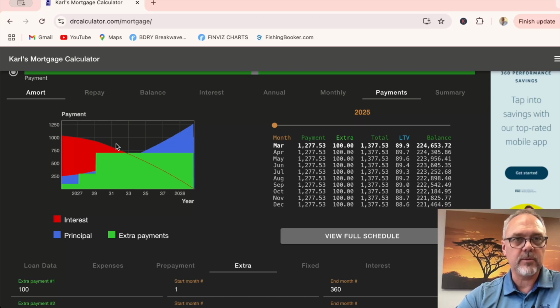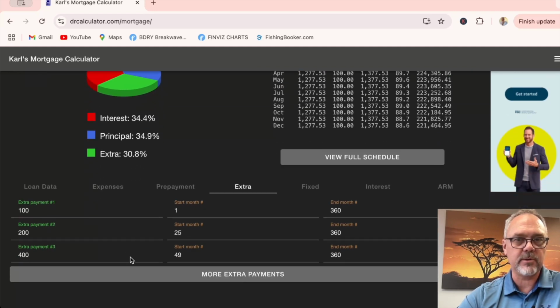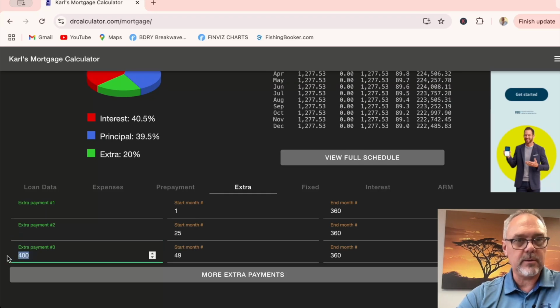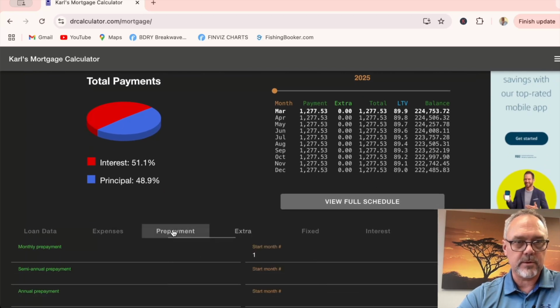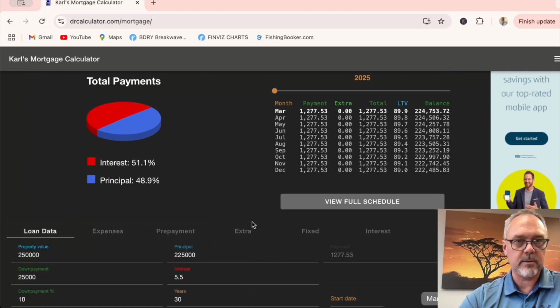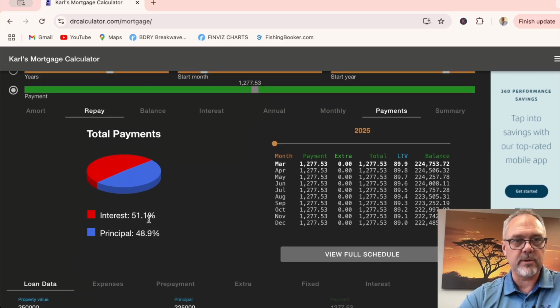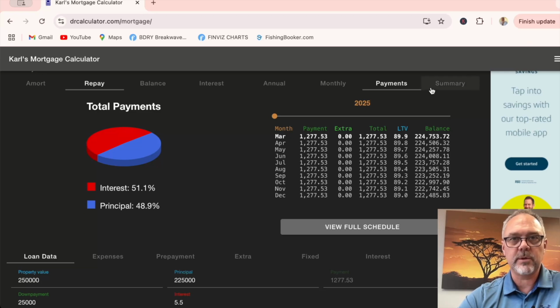You've got this here, and then repay kind of shows you how much you're paying in interest over the life of the loan. So I'm going to zero this out so you can see this pie chart without paying anything extra. I'm going to delete these items out, and so you can kind of see. So do I got any extras in there? Prepayments, no expenses, loan data. So you can see here you're paying 51% in interest, 48.9% in principal. So it kind of gives you an idea of what your payment schedule looks like.